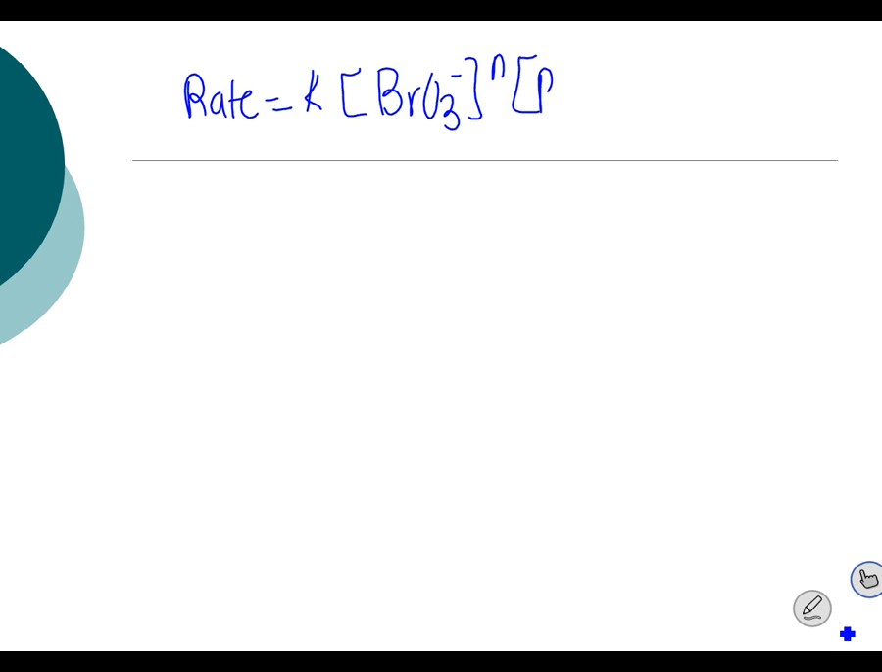I'm going to write up here what our generic rate law is going to look like before we get our orders put in. So we have rate equals K, and we had bromate, and we need to find its order. Bromide, and we need to find its order. Now that looks like a 7. I tried to fix that, and that was a disaster. Bromide and its order, and hydrogen and its order.